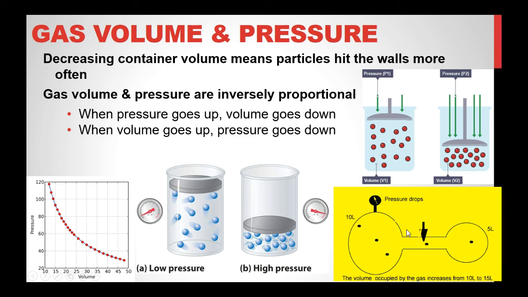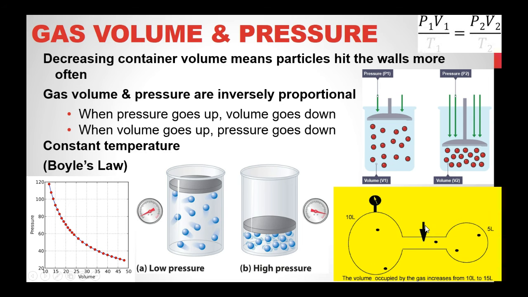Here I can see I have two containers. The pressure in this first container is going to drop when I open up the stopcock and allow it to go into the other container. I have increased the volume but decreased the pressure because there's more area for them to hit. In this case here, we are not factoring in temperature. This is what is known as Boyle's law.